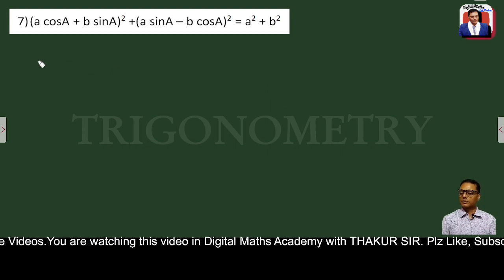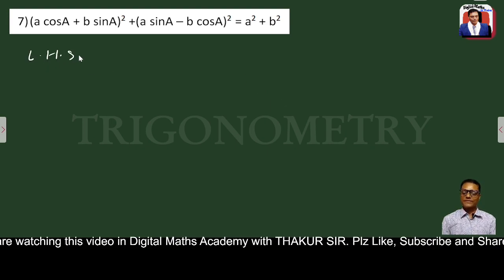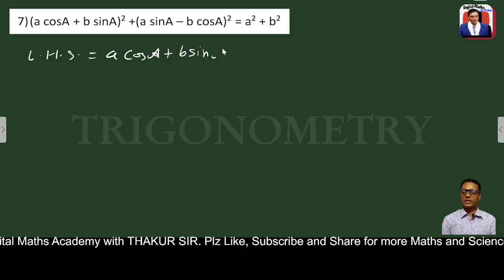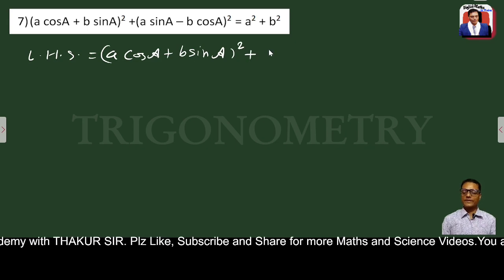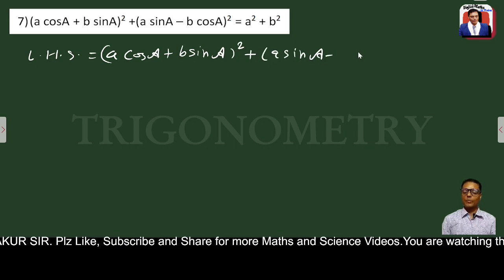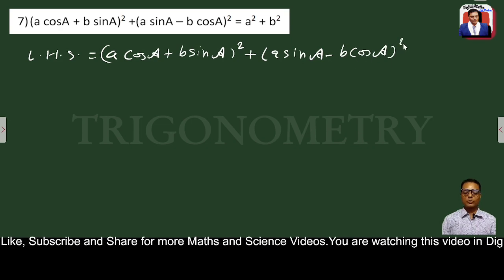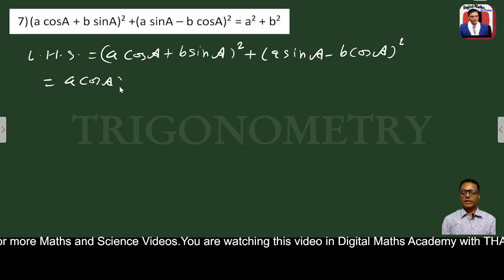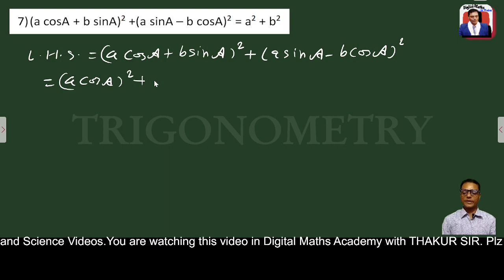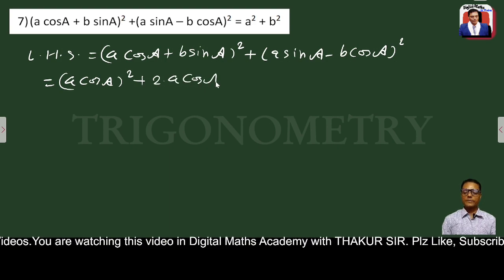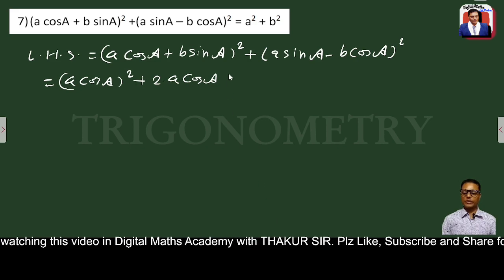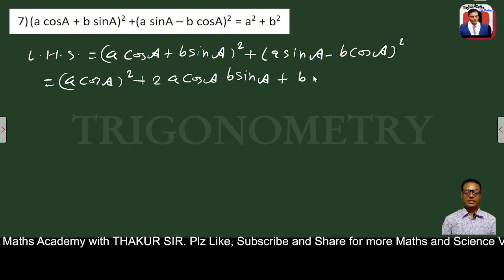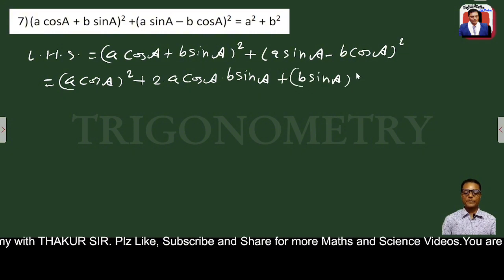Number 7. Let's choose left hand side here also. So left hand side equals (a cos a plus b sin a) whole square, similarly plus (a sin a minus b cos a) whole square. So we are going to apply the a plus b whole square formula, that is a square plus 2ab, right? So a cos a whole square, plus 2 dot a cos a dot b sin a, plus b square means we can write b sin a whole square, right?